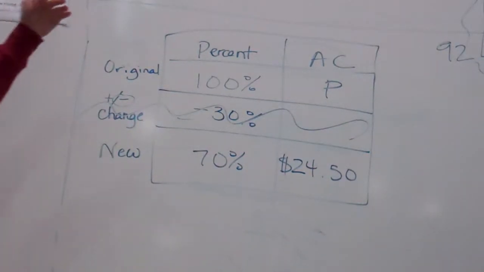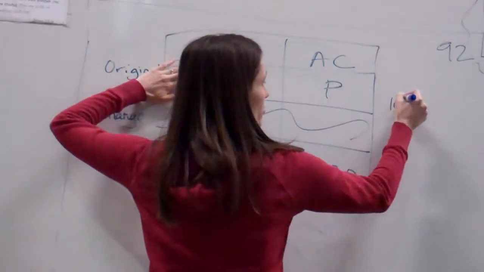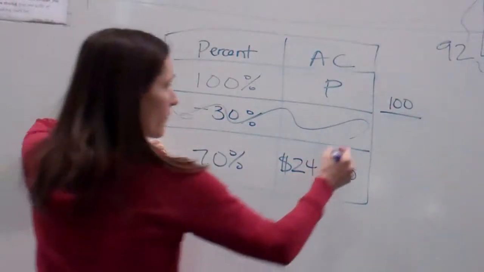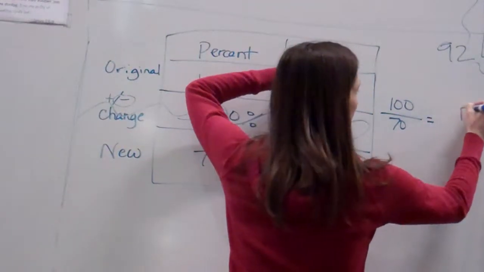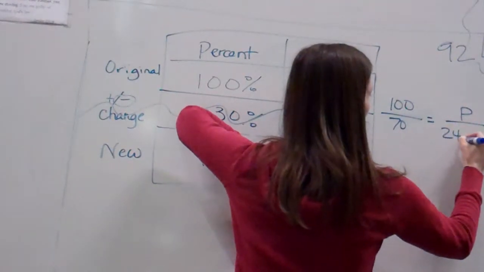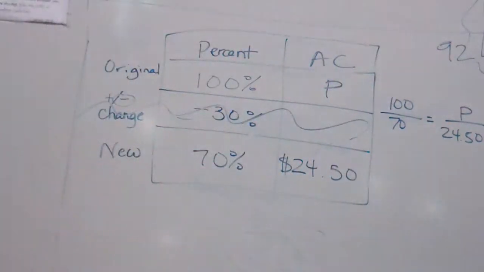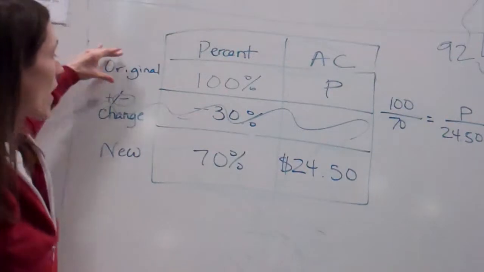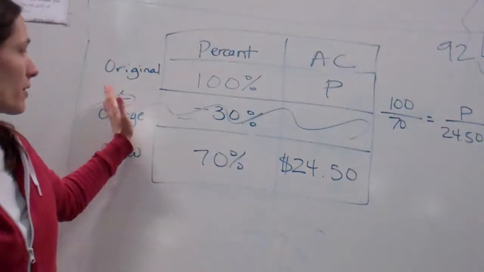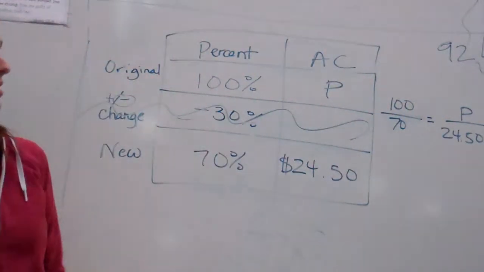Okay, now you just take 100 over 70, just like it's set up, equals P over 24.50. Does everybody understand how I did that? You use the one that's already filled in and then the one you want to find. The row that you know everything about, I know every piece of information, and then the row I want to know something about. And then the row that just kind of helped us was just there.